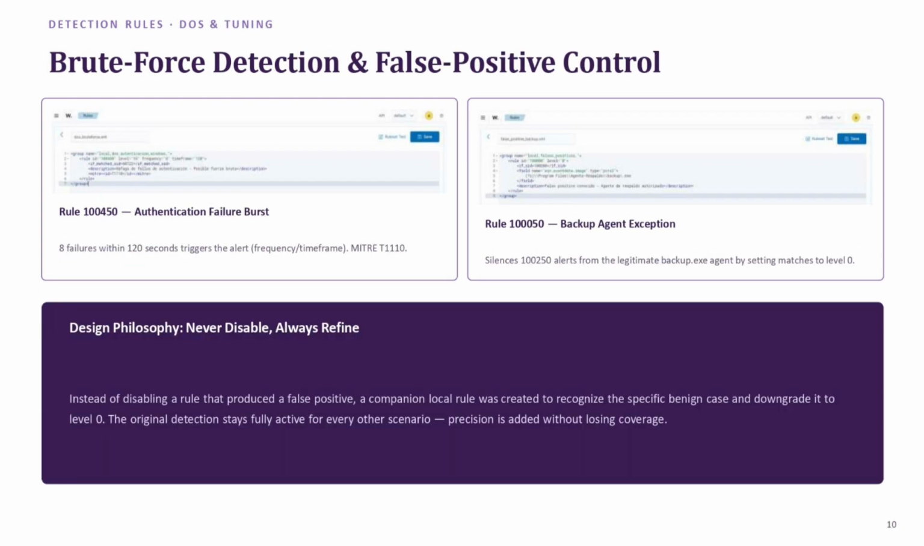Now, let's talk about denial of service or brute force detection. Rule 100450 triggers when there are multiple authentication failures within 120 seconds. This result indicates an automatic brute force attack, not just a normal user who forgot their password.